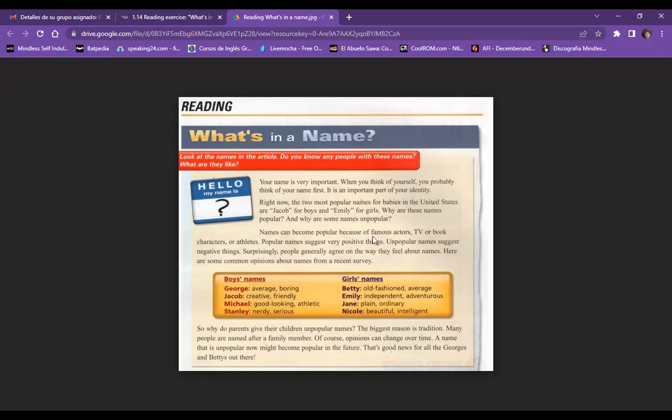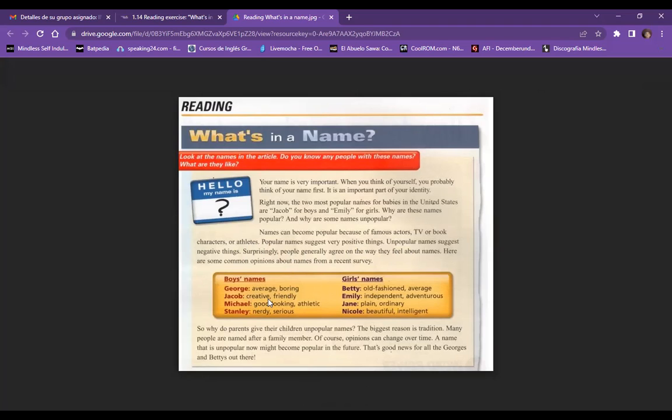Names can become popular because of a famous actor, TV or book character, or athlete. Popular names suggest very positive things. Unpopular names suggest negative things. Surprisingly, people generally agree on the way they feel about names. Here are some common opinions about names from a recent survey. Boy's name: George. Average, boring.